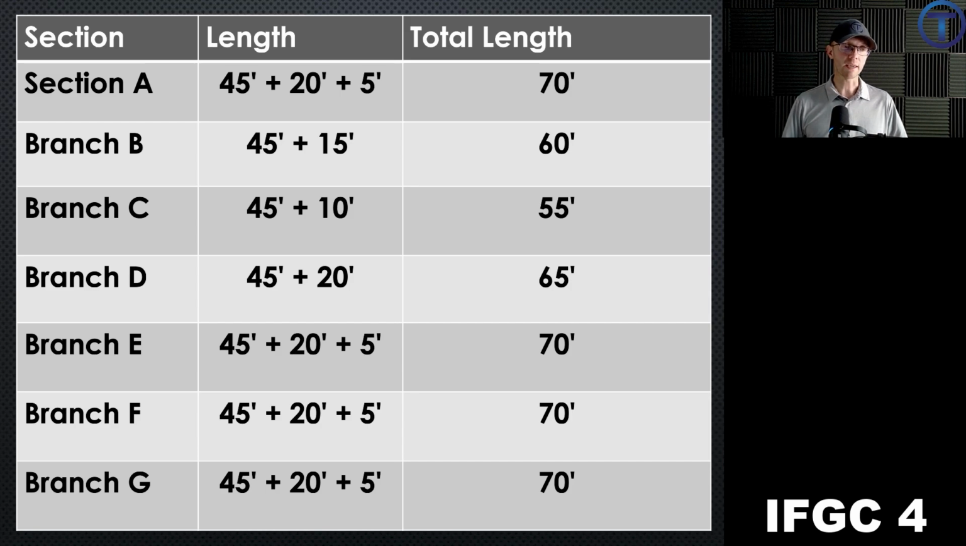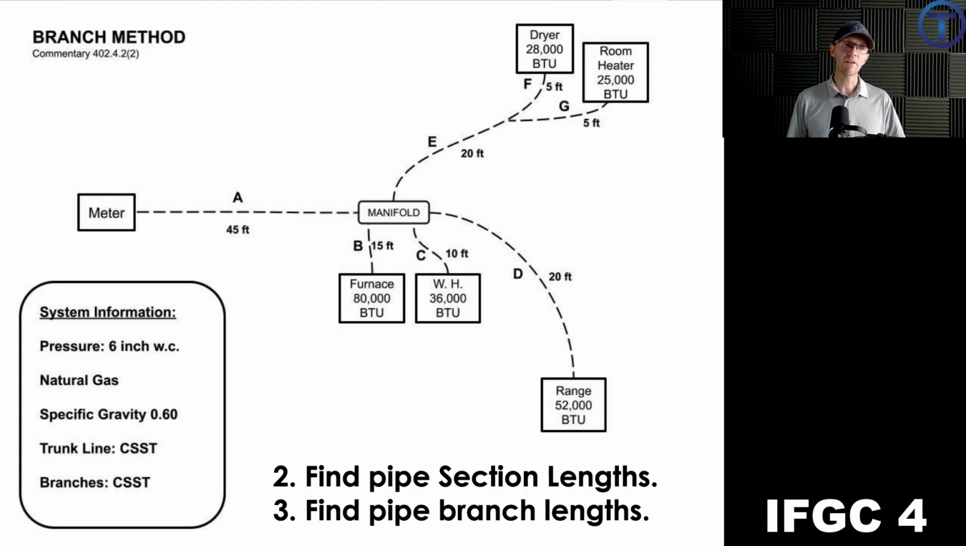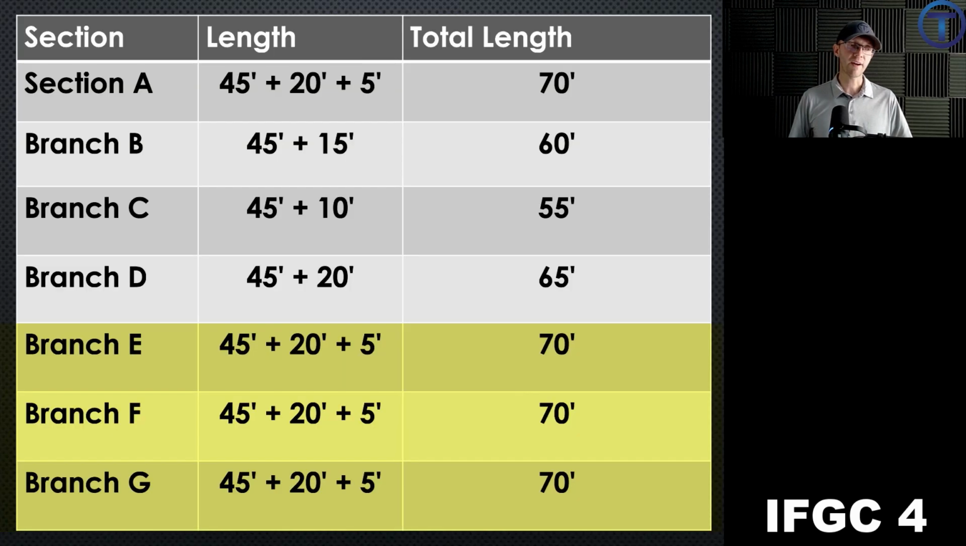Branch E is carrying both the dryer and the room heater. We're going to size it using longest length going to one of those appliances. So for E, F, and G, we'll take 45 feet to the manifold plus 20 feet on section E plus 5 feet. 45 plus 20 plus 5, all of those are going to be 70 feet. Now we have our lengths for section A and for all of the branches coming from the manifold.